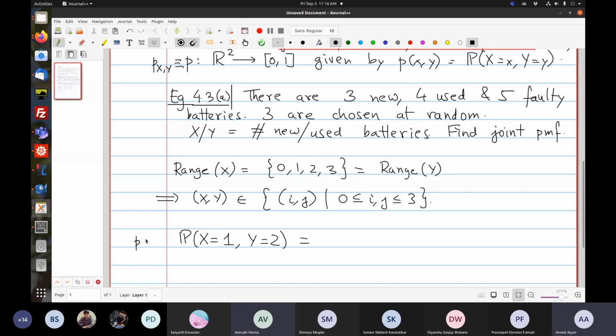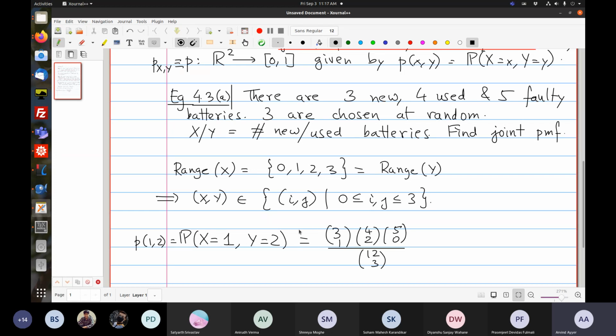Yes, exactly. That will be 3 choose 1 times 4 choose 2, divided by the total, 12 choose 3. That's exactly right, because you want to choose one battery from these 3, since you want X equal to 1. You have to choose 2 batteries from these 4, so that's 4 choose 2. And you also want to choose 0 from the other. It's good to keep this, because in this case 1 plus 2 is 3, the total number.